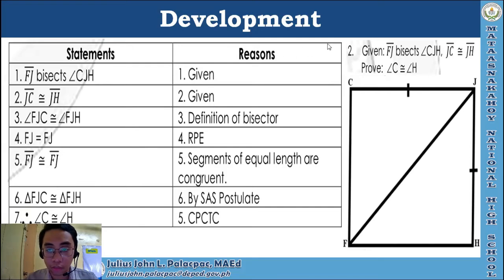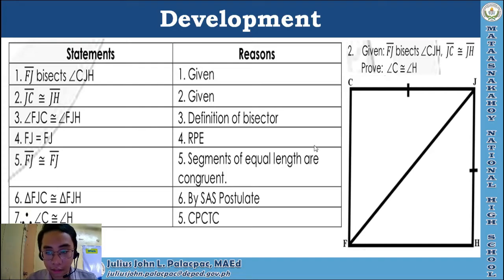Dito, kung mapapansin nyo, sa number 2, FJ bisects angle CJH. Yun ay given. Lalagay nyo reason. So, yung isa pang given ay JC is congruent to JH. Given din yun. And then, ipoprove natin ngayon na angle FJC is congruent to angle FJH by definition of bisector. Kasi nga, hinati ng FJ yung angle CJH. And then, we can say that FJ is congruent to FJ. Ito yun ay reflexive property of equality.